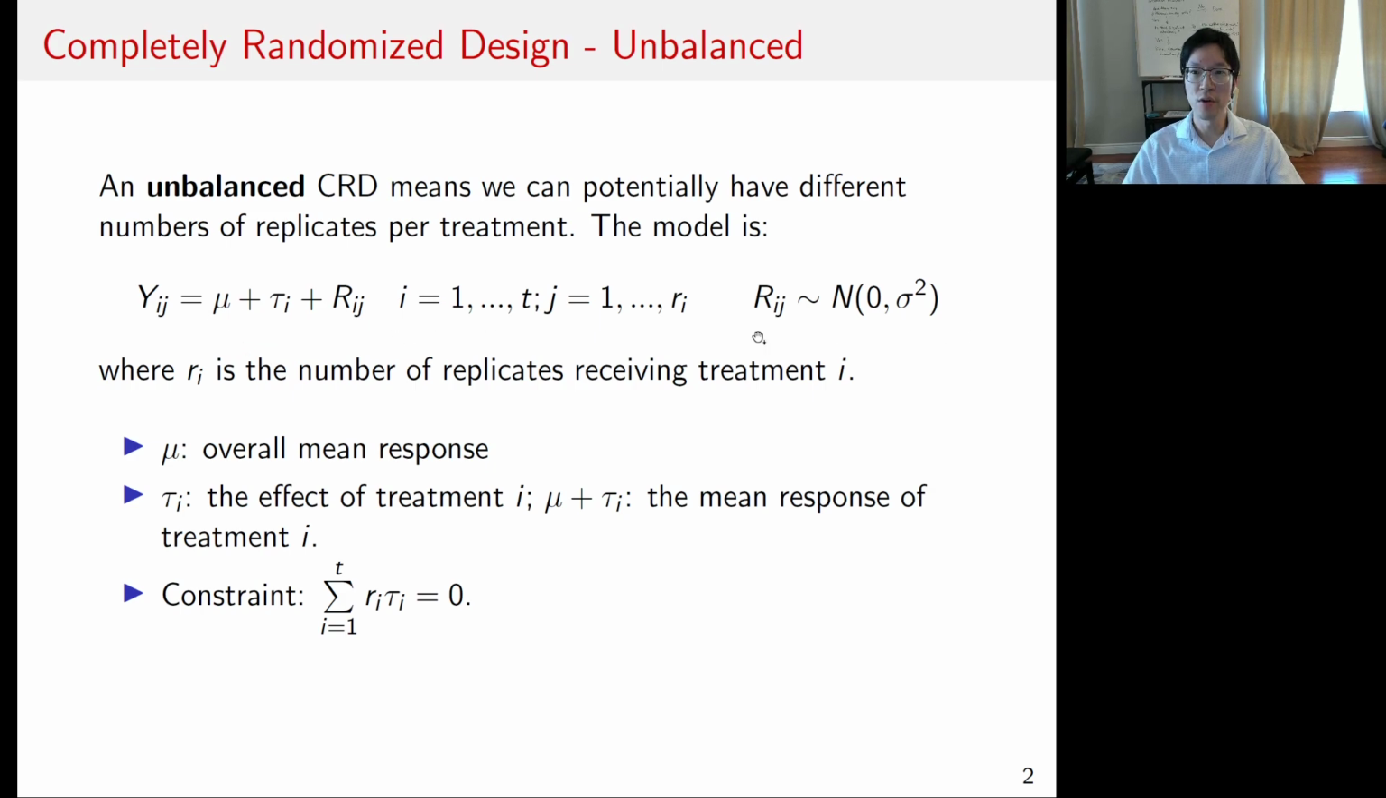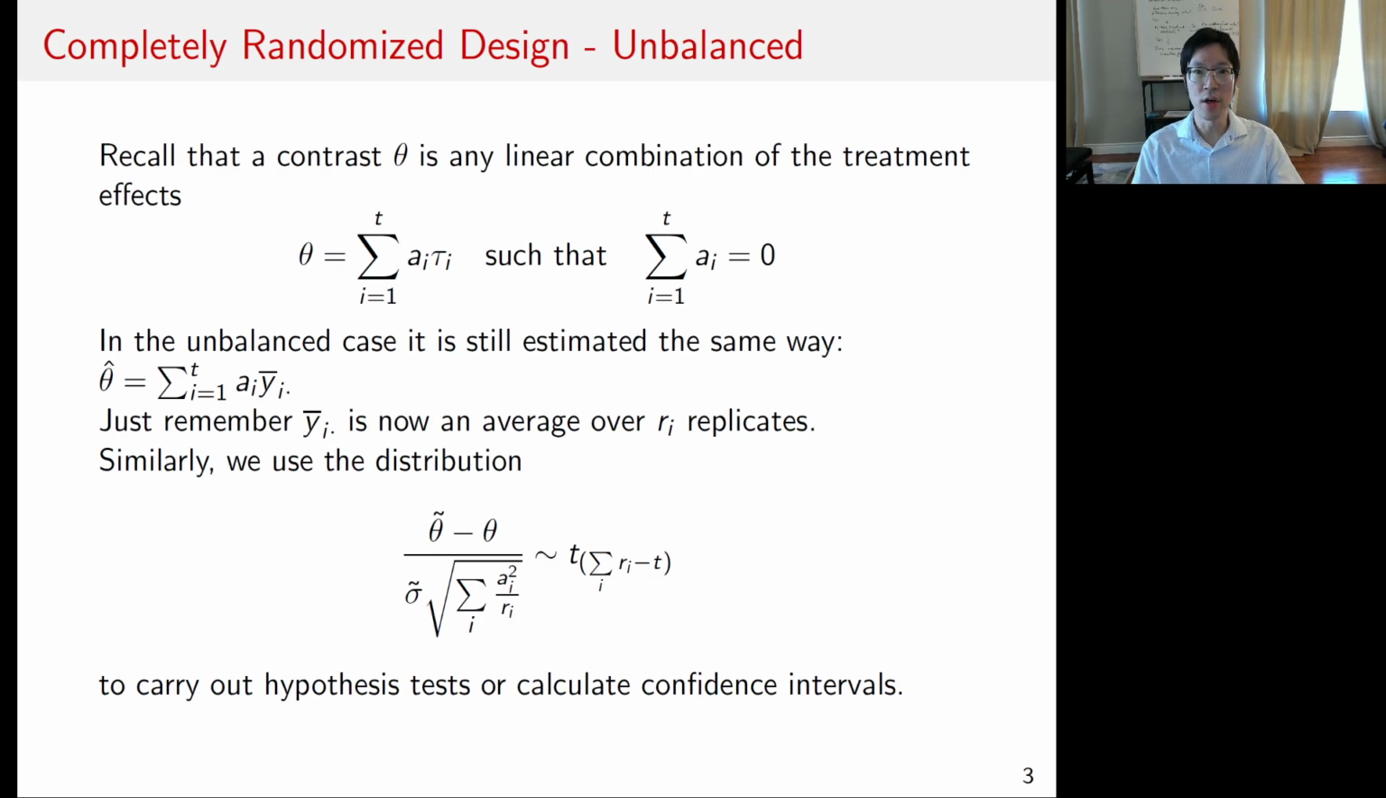But the interpretation of all the parameters is the same. So mu is the expectation of the overall average, and tau i is the treatment effect, which measures the change in the mean as a result of applying treatment i. Therefore the average of treatment group i is the overall mean plus the treatment effect, mu plus tau i. So that's the setup in the unbalanced case.